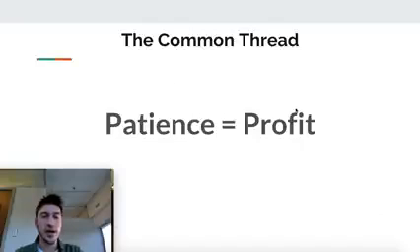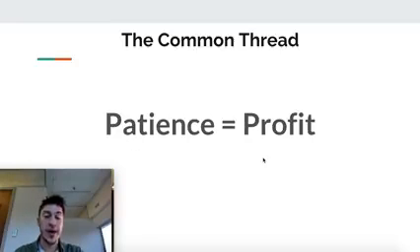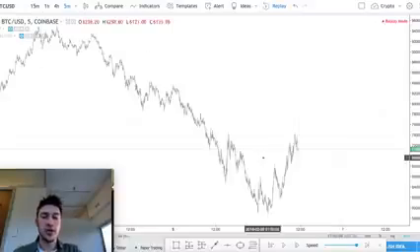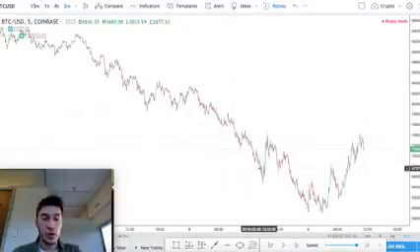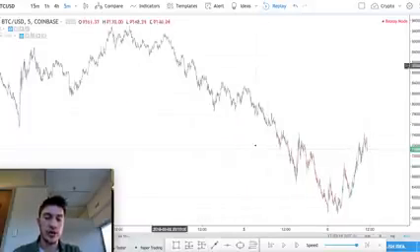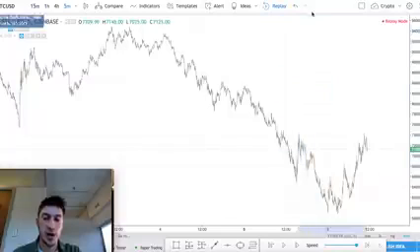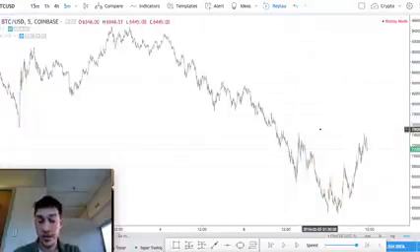And then finally, applying patience equals profit to the last tip, which is tip number 1. The first major move against the trend is really the origin of the new trend. That totally comes into play here. When you see a major up move happening in a major downtrend, it can be hard not to throw your capital in, because the profit can be so large. You can make a good deal of money that way.